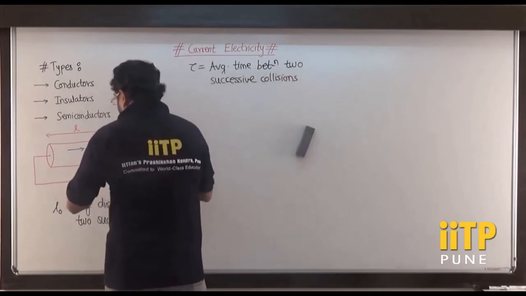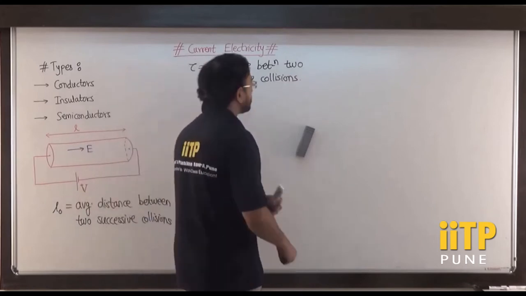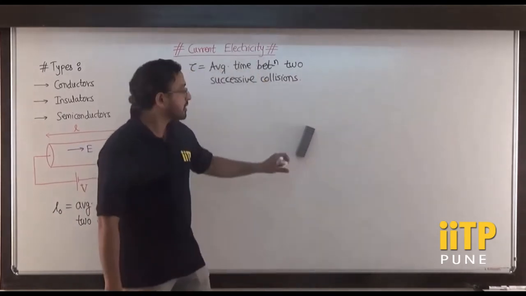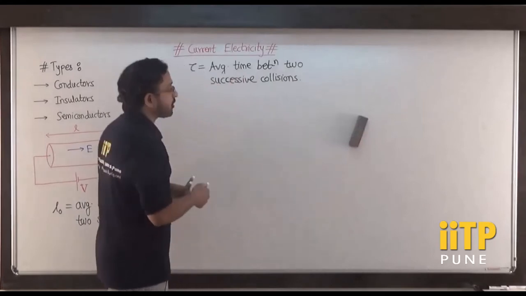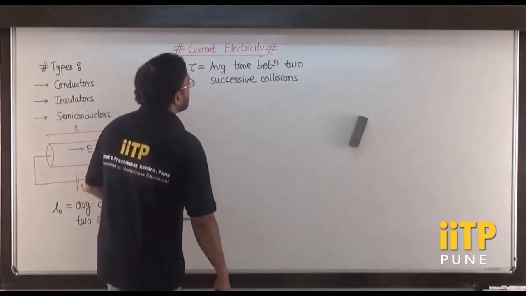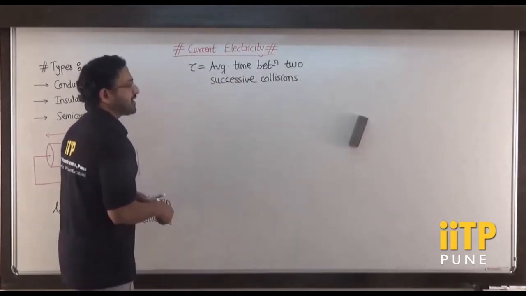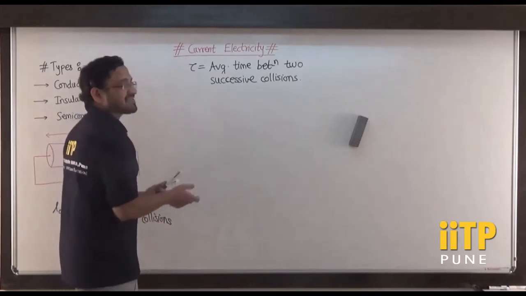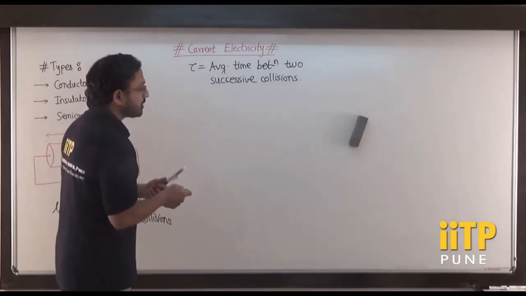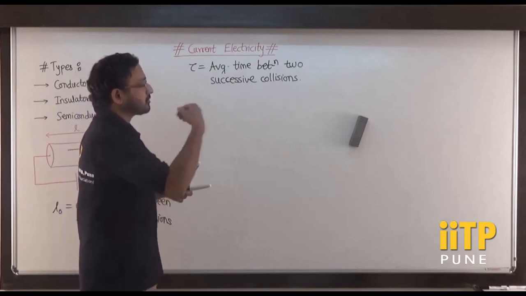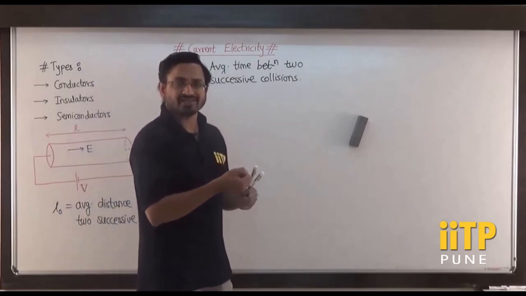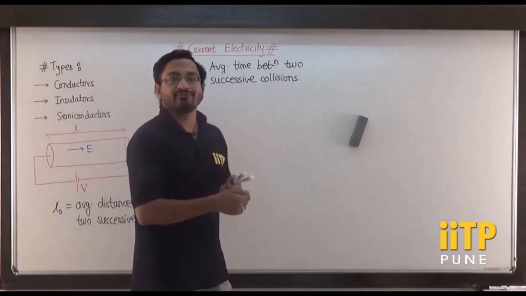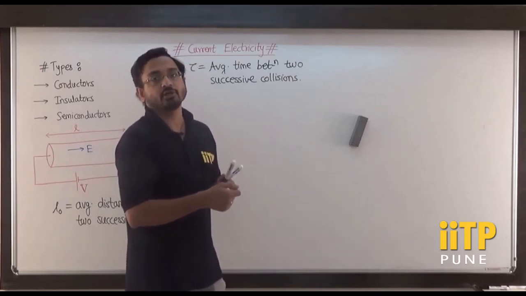So we now realize L0 is the average distance between two successive collisions, whereas tau is the average time for that motion L naught. Then by using kinematical equations we can write S equal to ut plus half at square. We saw that the electron collides with an atom but it almost comes to rest. That means the motion, you can effectively say, starts with zero initial velocity.